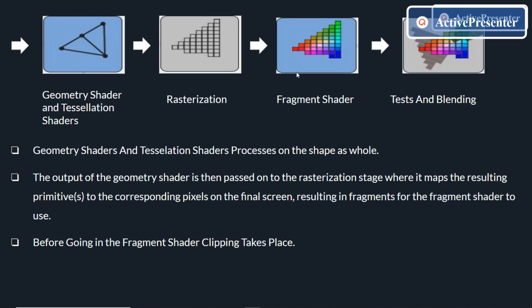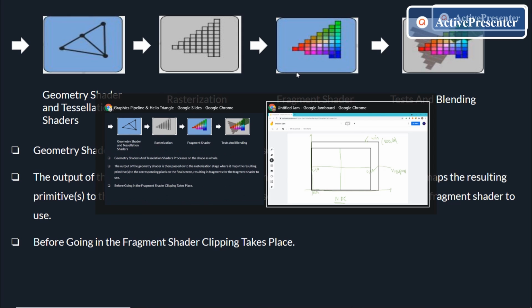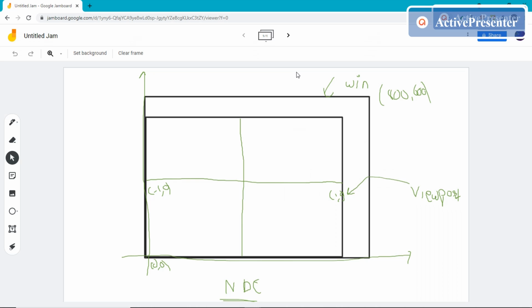Before moving on to the fragment shader, something called clipping takes place. To understand what this clipping is, we'll go back to the concept of the viewport. I hope you remember this diagram from the previous tutorial. Let's summarize this. This was our window that was 800 by 600. This was our viewport that was 600 by 400.